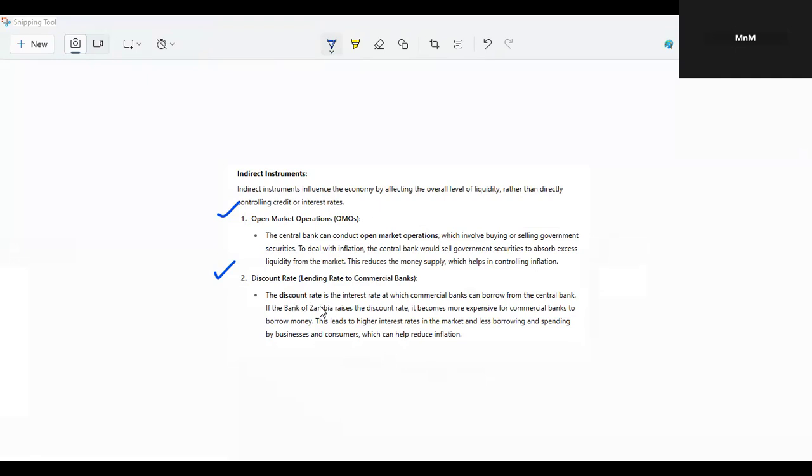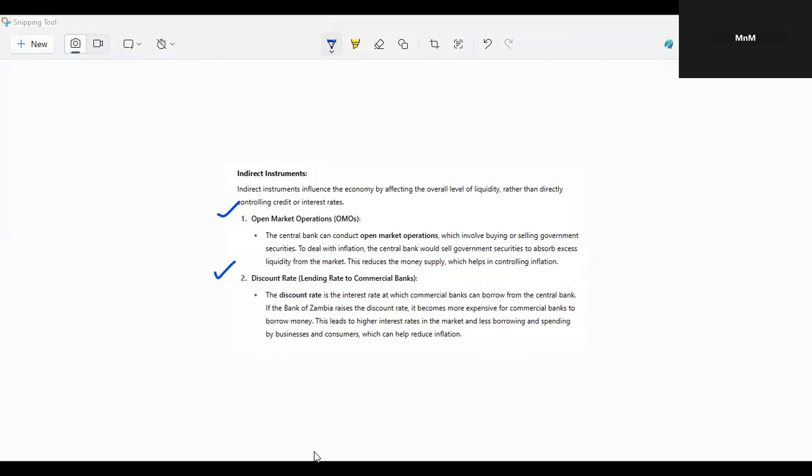Yes, the discount rate, which the government will use through the bank, because banks are also allowed to borrow money from Bank of Zambia. So there's a discount rate, which is the interest rate at which commercial banks will borrow from the central bank. So the Bank of Zambia will increase that interest rate. So inevitably, it will be expensive for them to even lend out. So people will borrow less. So the two indirect methods we talked about are the OMO and the discount rate, by increasing it.